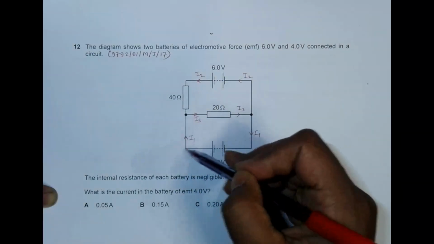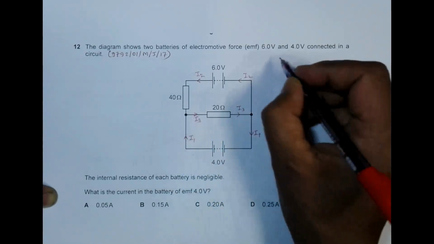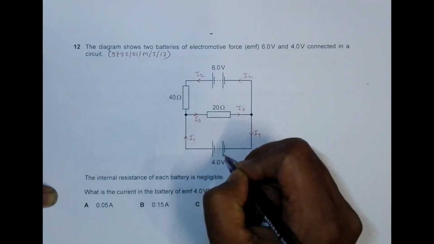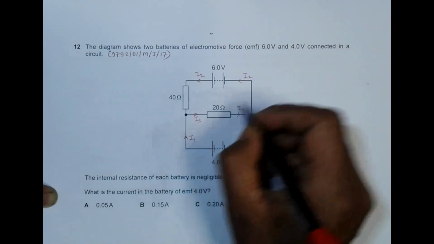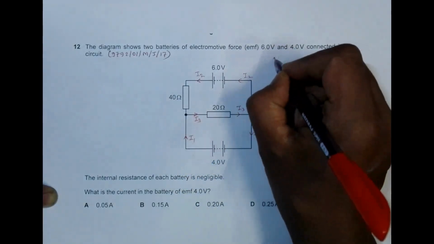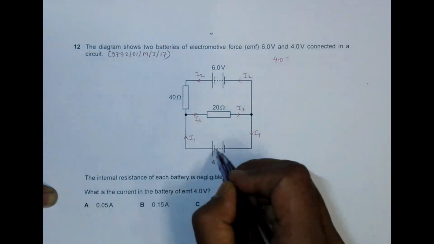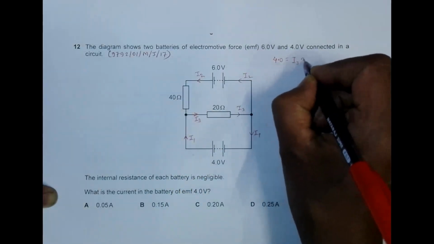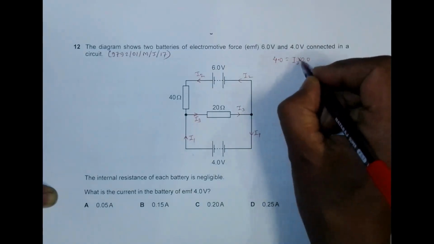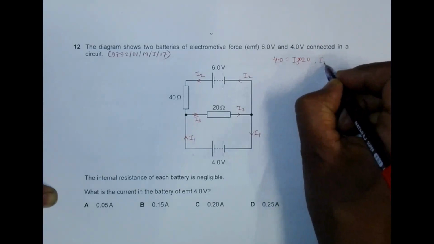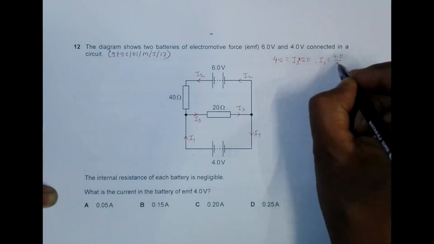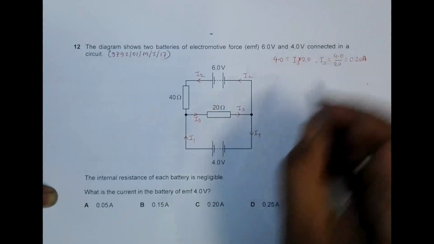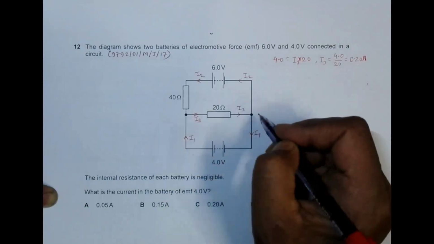Now if we consider this loop only and apply Kirchhoff's second law, the EMF in this closed circuit is 4.0, and the source of PD is this resistor. So 4.0 should be equal to the PD here, so it is equal to I3 into 20. So I3 is equal to 4.0 by 20, and this becomes 0.20 ampere.